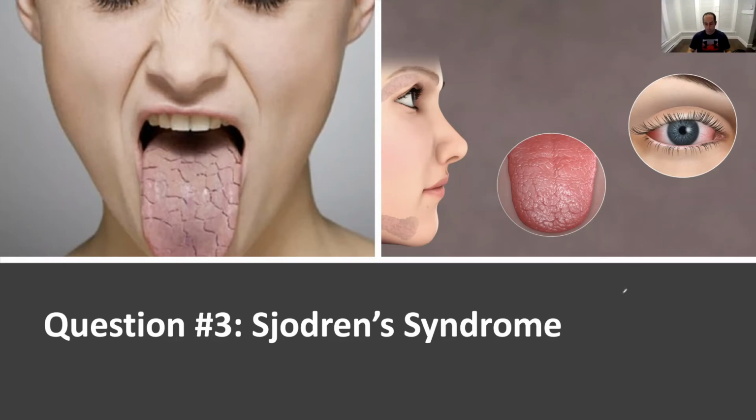Sjogren's syndrome. This was a great question. Sjogren's syndrome is an autoimmune disease, and it attacks the glands that make tears and saliva. Individuals who have Sjogren's syndrome have very dry eyes, very dry tongue. As you can see in the photo, the tongue is cracked. So it's very dry. You may experience dryness in other places that need moisture, such as the nose, throat, and the skin.